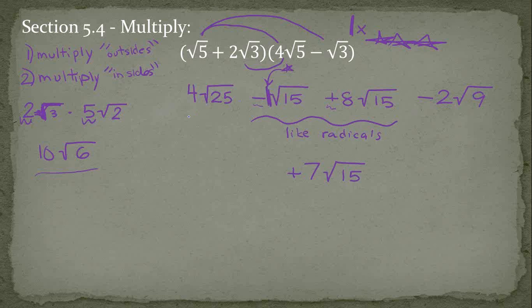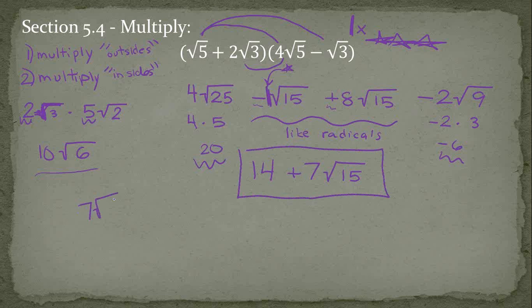On the outside parts here, I've got 4 times the square root of 25, which is 5. So this ends up being a 20. Here I end up with negative 2 times the square root of 9, which is 3. So we can combine the two middle terms. I can also combine 20 minus 6, which is 14. So the answer is 14 plus radical 15. If you had it the other way around, that would also be correct.